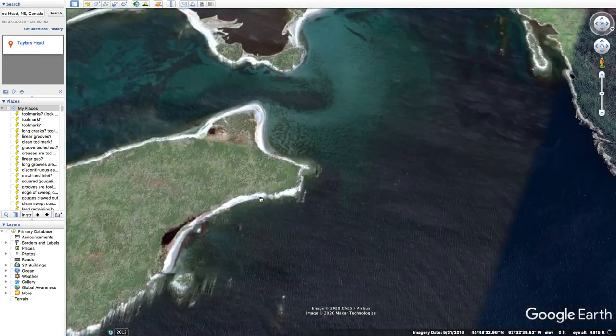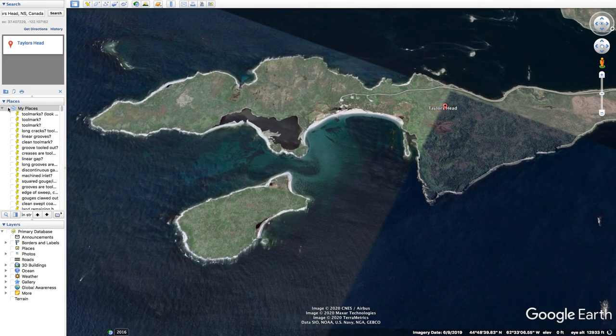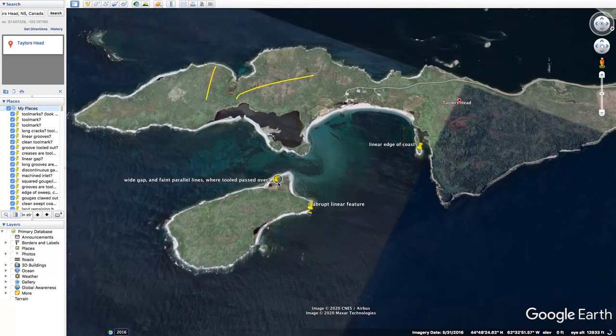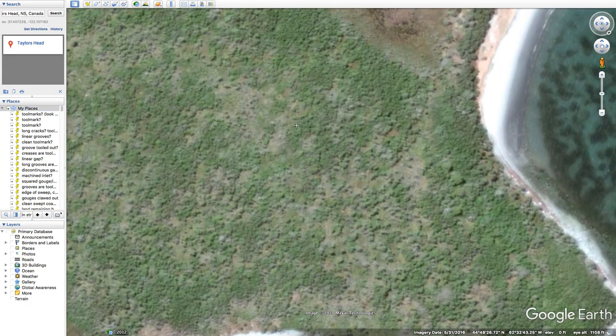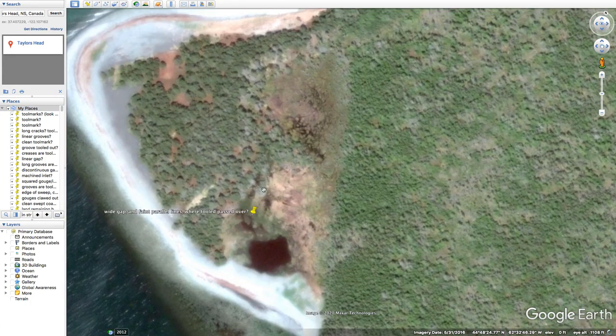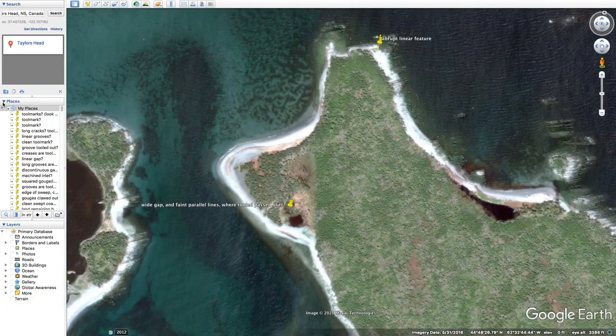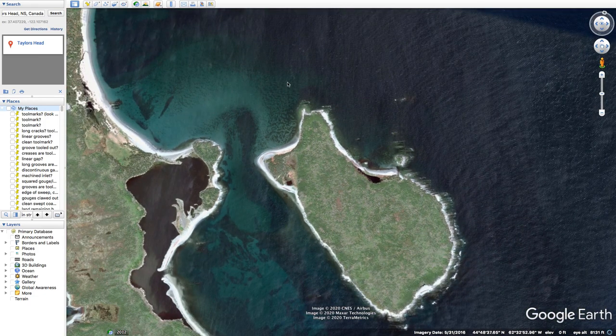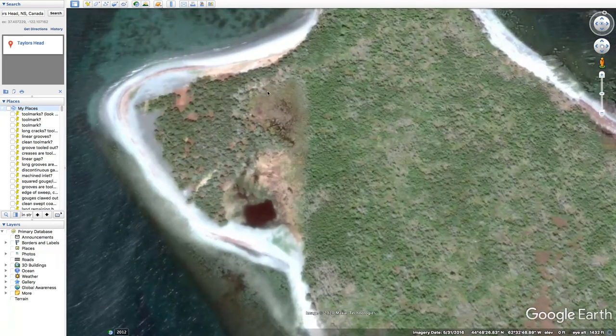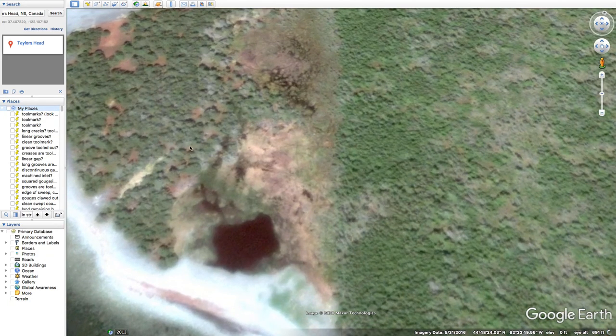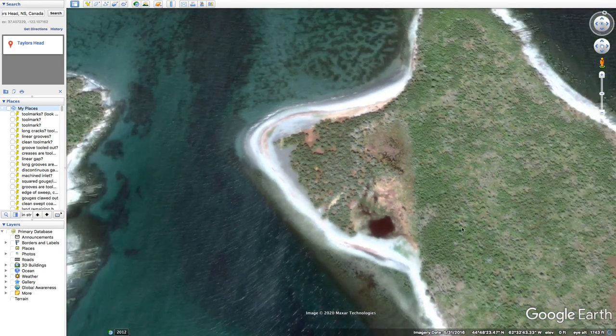All right. Wide gap and faint parallel lines for tool pass. Oh, okay, so by wide gap, I mean like this, from this edge and this edge here. So this would be one side of it and this is the other edge of it. So something would go like that, something wide. It does look like kind of a straight line there. Interesting.